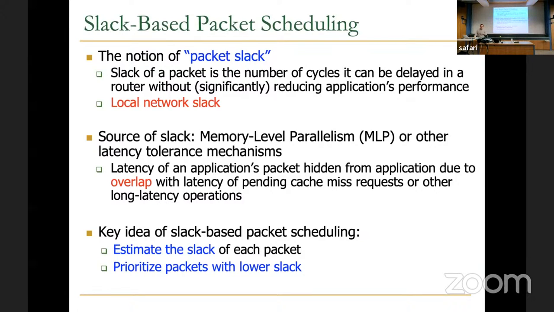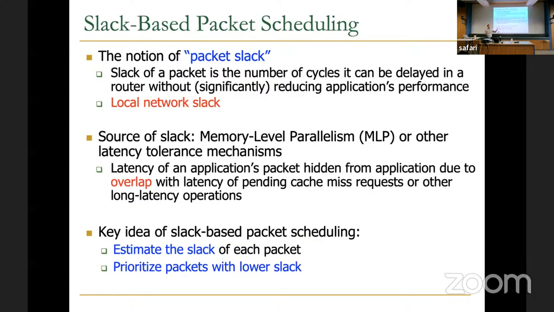One way of estimating slack is that the source node, when injecting, gives an indication to the network that, okay, I have a lot of slack on this packet, so you can delay it for some time. And here's the time you can delay it for, maybe 100 cycles, right? How does the node estimate this? Well, the node can estimate this if it knows where the packet is going. For example, one packet may be going to main memory, and you have that information somehow.